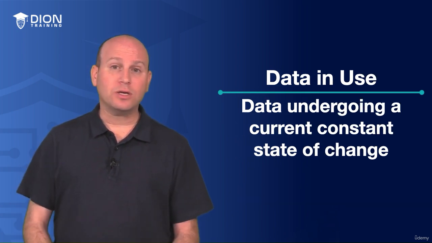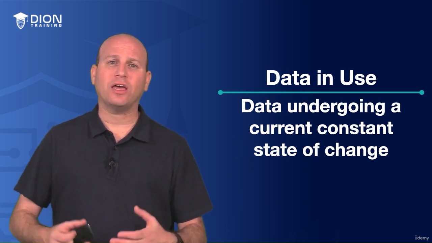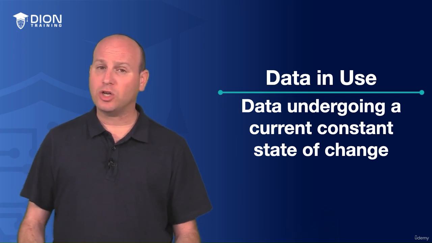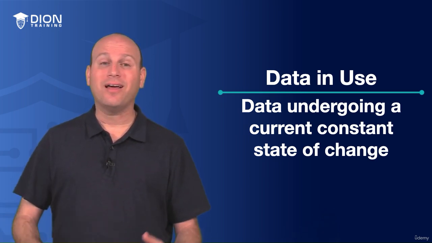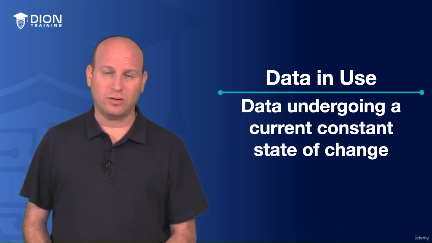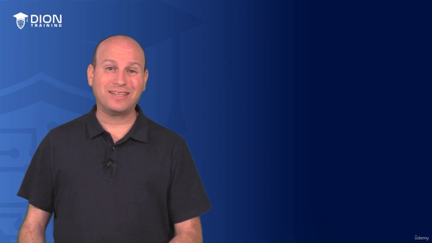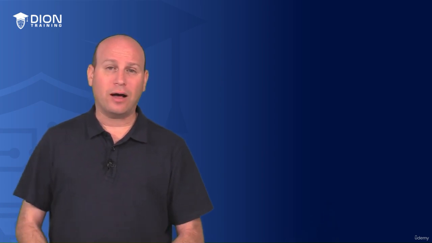Now, data in use is described as data that is undergoing a current constant state of change. So, if you have data inside your processor and calculations are actively being done on it, that would be considered data in use. Now, in order to protect our data, we can encrypt that data while it's at rest, in transit, or in use. Now, let me go back and explain how encryption works a little bit here.